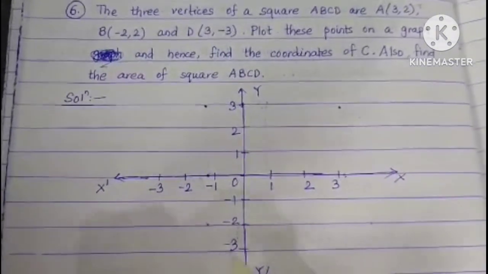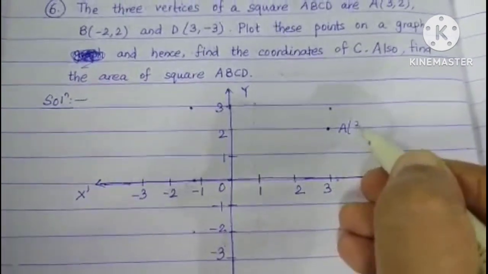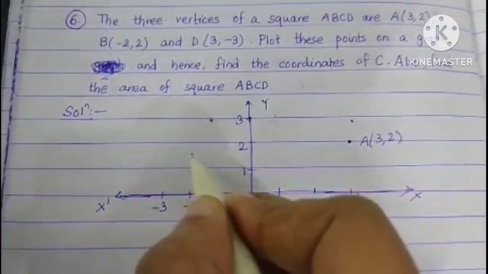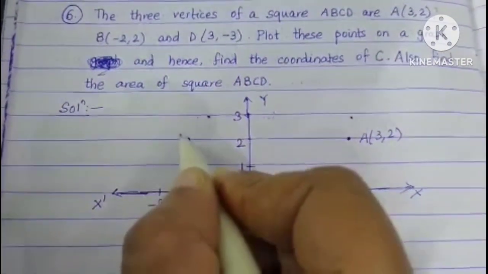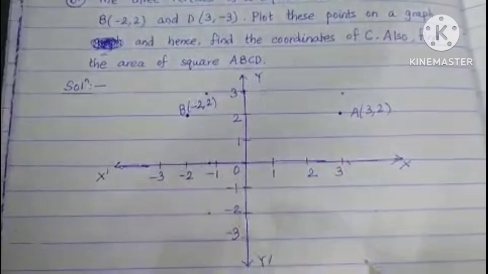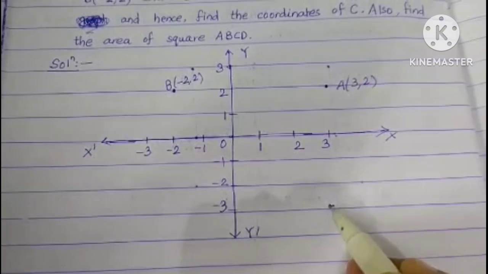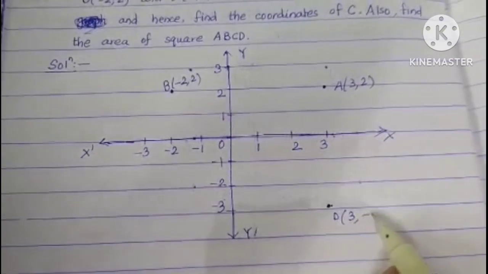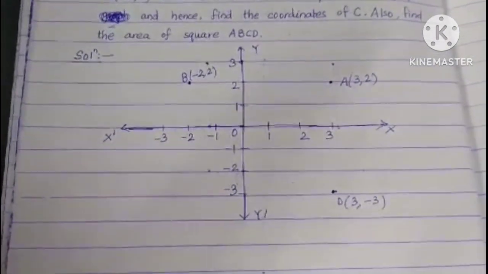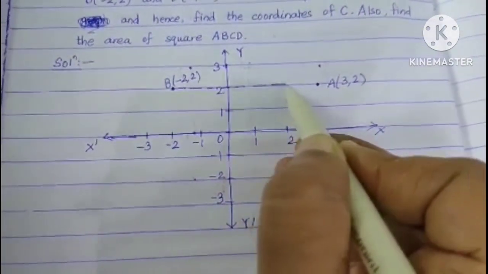The first point is A (3, 2). Here it is 3, here it is 2. So this is A. B is (-2, 2), so minus 2 and 2. B will be here. D is (3, -3), so 3 and minus 3. It will lie here. Now we have to find the coordinates of point C and the area of the square ABCD.